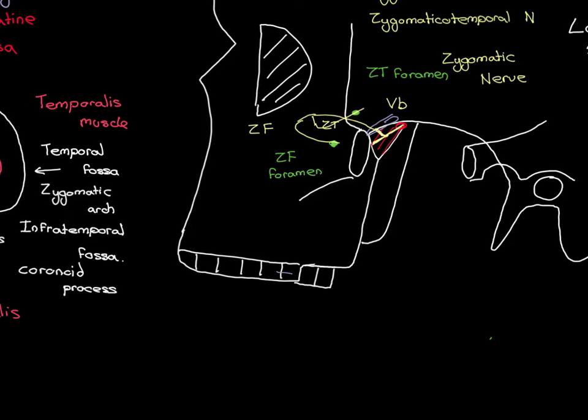Now, the zygomaticofacial one comes out on the surface of the face. It comes out right where the cheekbones are, whereas the zygomaticotemporal one comes out in the infratemporal fossa here through the zygomaticotemporal foramen.